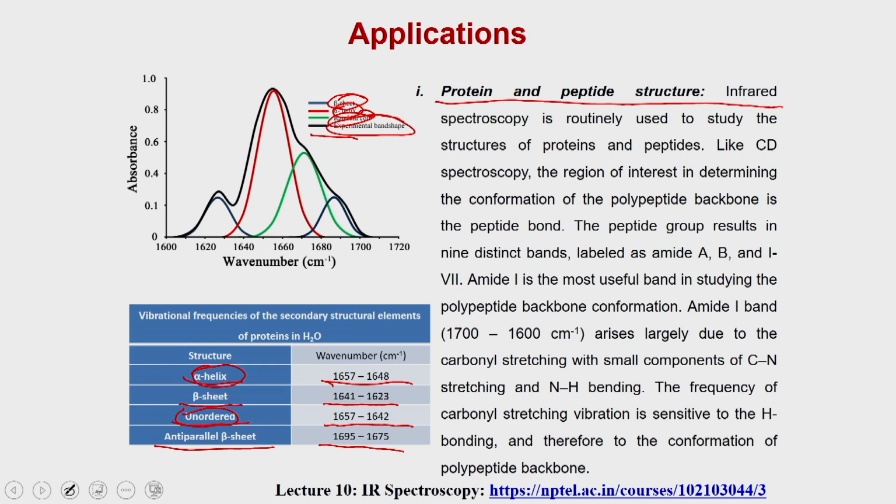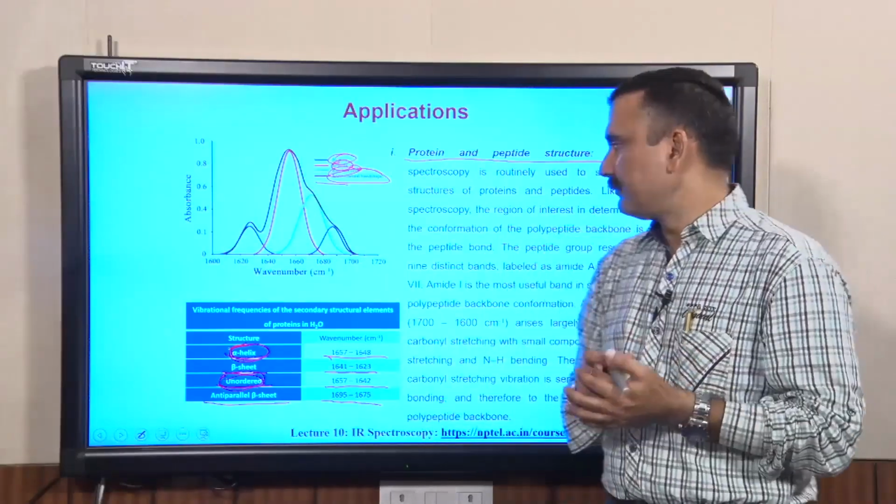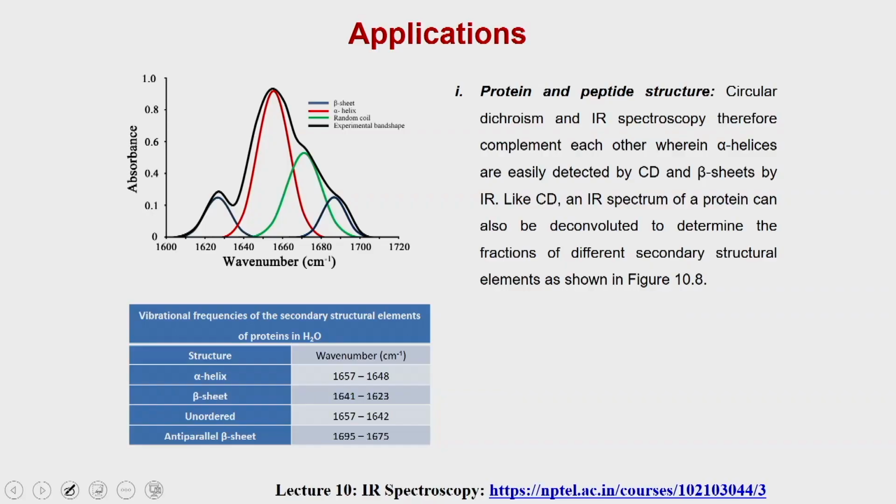The only issue is that the unordered region and the alpha helix are very difficult to distinguish in water. So, that is why it is important that you should not simply rely on IR spectroscopy to calculate the relative proportion or relative abundance of the secondary structures present in your proteins. You can easily verify by doing CD spectroscopy of the same protein, and that is going to confirm the IR findings as well.